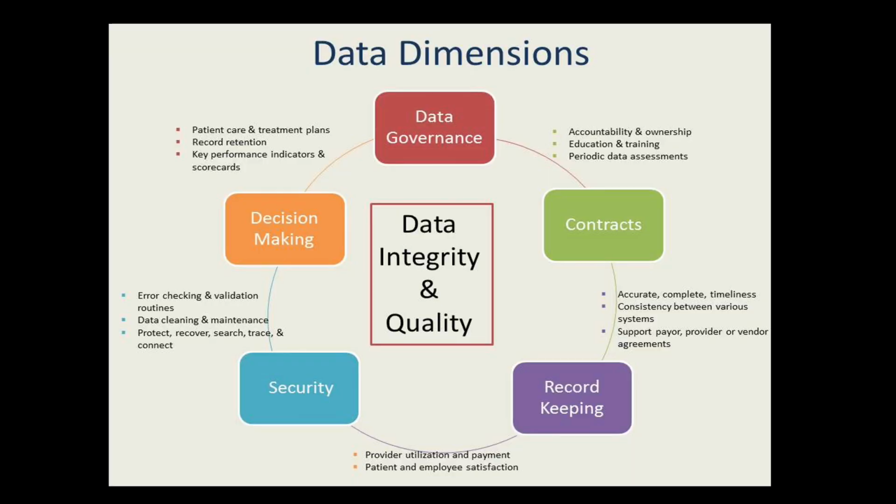On this slide, it just goes back to the other slide about health information integrity and validity, and it shows data integrity and quality, and it shows how it correlates to decision making, data governance, contracts, record keeping, and security. With contracts, it helps with accountability and ownership, education and training, periodic data assessments. For record keeping, it is accurate, complete, timeliness, consistency between various systems, support payer, provider, or vendor agreements.